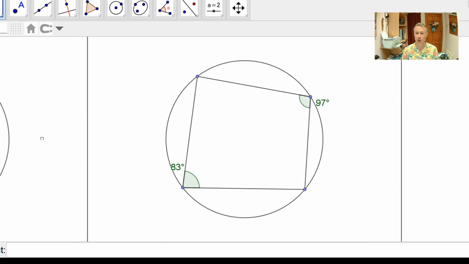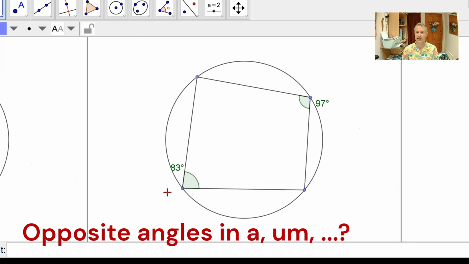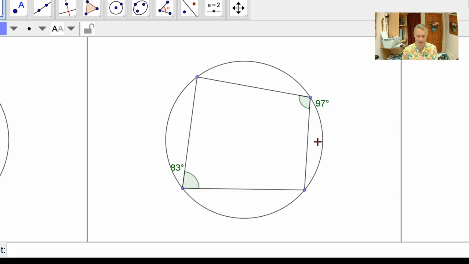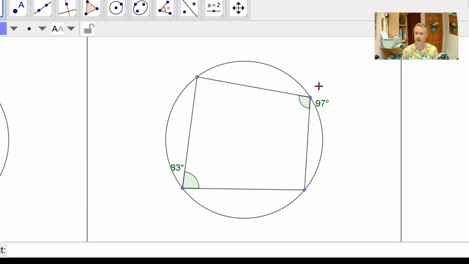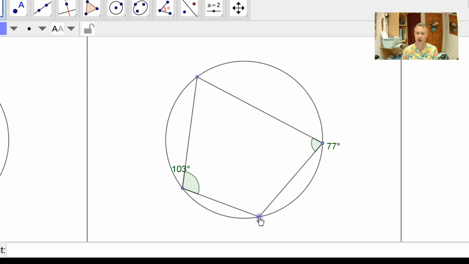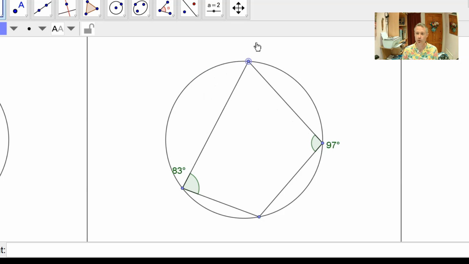Circle theorem number 4, opposite angles in a, well, what sort of four-sided shape is this? It's a quadrilateral because it has 4 sides, but it's a special quadrilateral because the 4 corners just happen to lie on a circle. So this is called a cyclic quadrilateral, like a cycle, like the wheels on a bicycle. So that's why a 4-sided shape whose 4 corners happen to lie on a circle is called a cyclic quadrilateral.